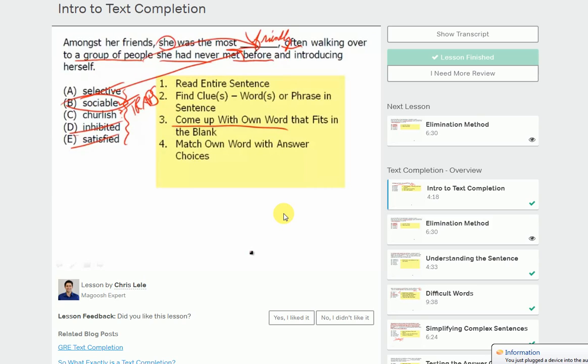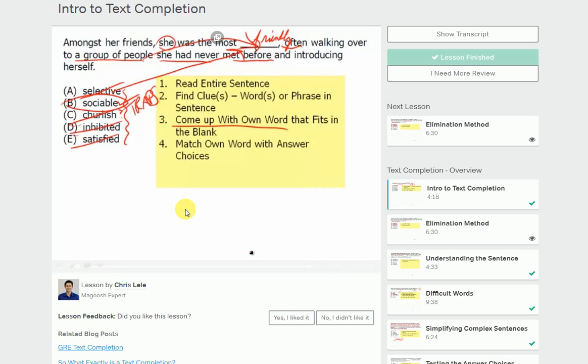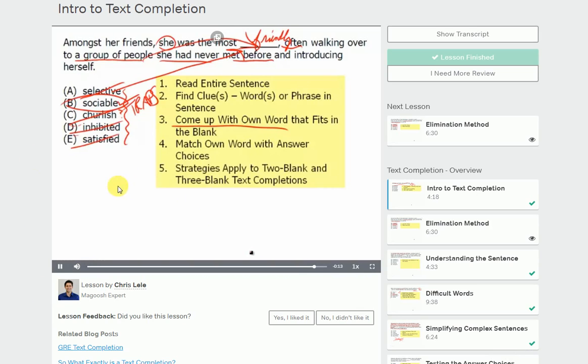Churlish, by the way, the difficult word here, isn't necessarily the answer because we've already found an answer. Churlish means rude and ill-mannered. Doesn't work here, but we've followed these basic steps. Again, read the entire sentence, find the clue. Those are these key words or phrases that tell you what the blank is about. Then you come up with your own word and you match that word with the answer choices. So those are the important basic steps for you to follow. And these strategies apply to 2 blank and 3 blank text completions as well. So this is important stuff to know.